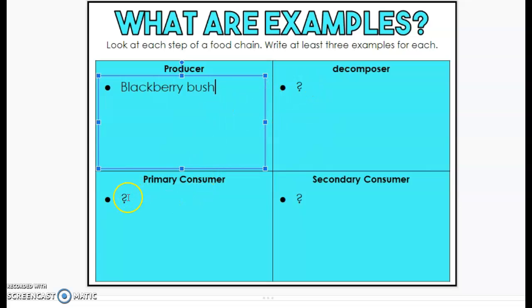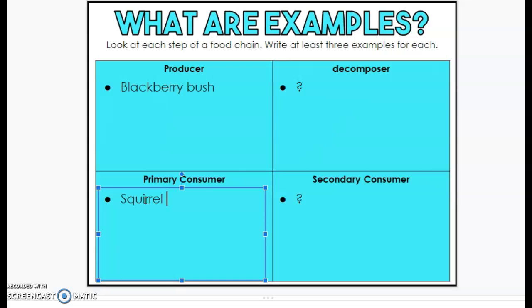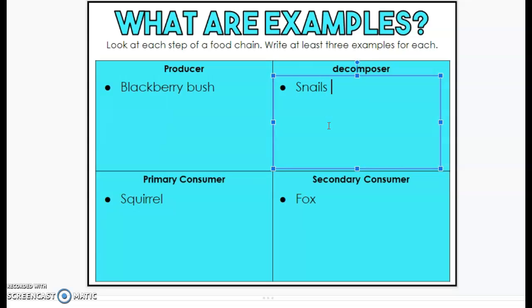Now I'm thinking, what would eat blackberries? Well, maybe a squirrel. Not sure. Would eat a blackberry. And then maybe secondary consumer would be what would eat a squirrel. That would be maybe a fox would eat a squirrel. And then once the fox dies, then maybe decomposers like snails would consume and then make it into soil.